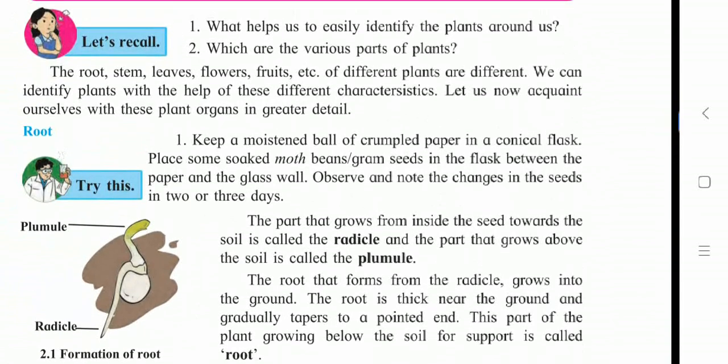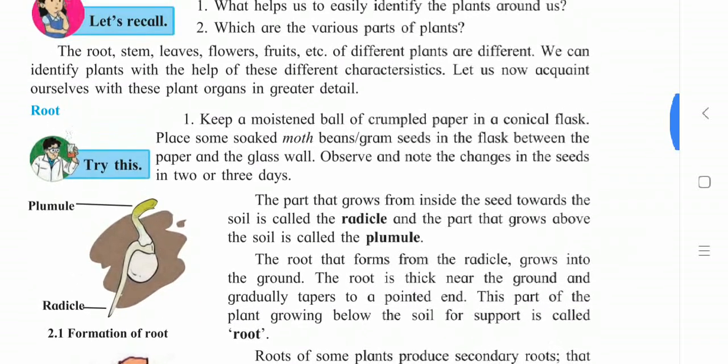The part that grows from inside the seed towards the soil is called the radicle. Means the radicle grows downside towards the soil, and the part that grows above the soil is called a plumule. From this radicle and plumule, the growth of the plant starts.